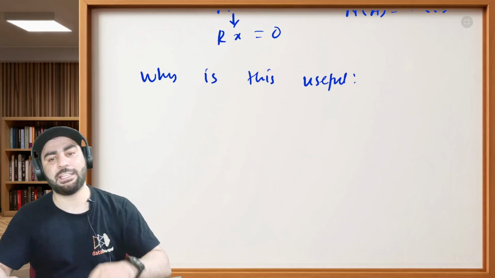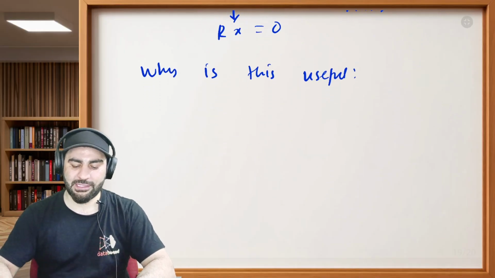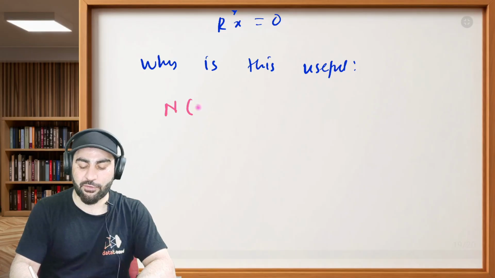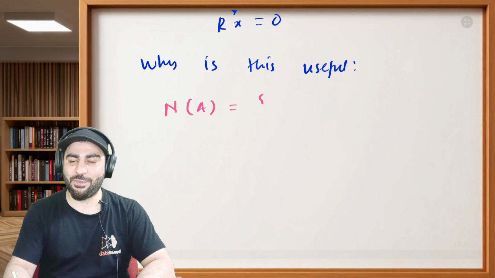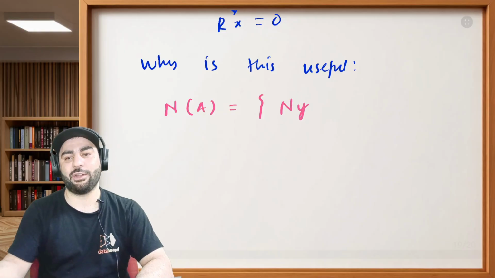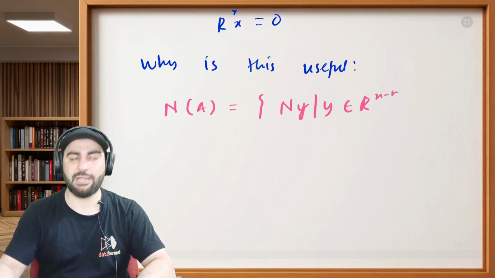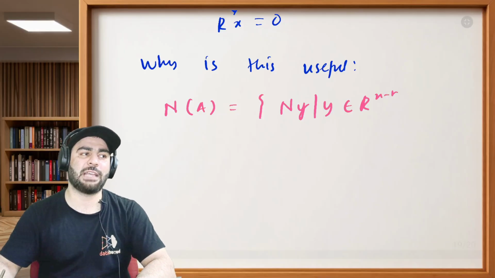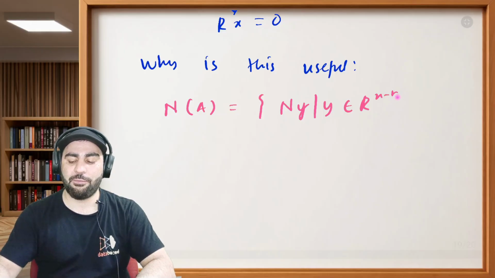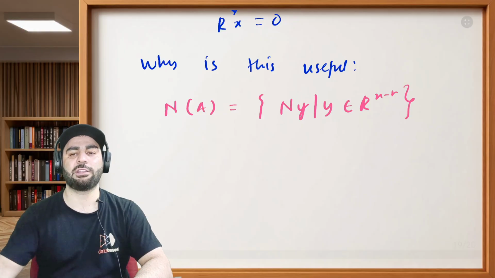Why is this important? The first thing is, it gives a compact representation of null space. Now if we have to define a null space, we can say null space of A. How can we define it? Null space of A is simply equal to Ny, where y belongs to R^(n-r). You had these n columns, and these were your pivot entries. So these are your y's. This is how you can define it.